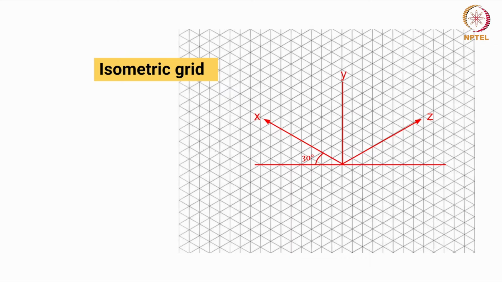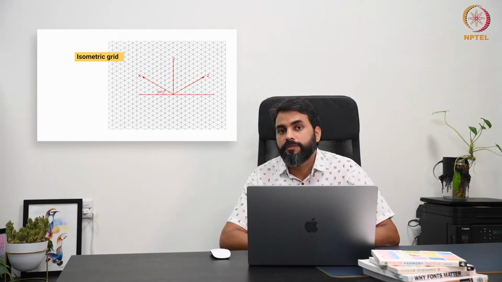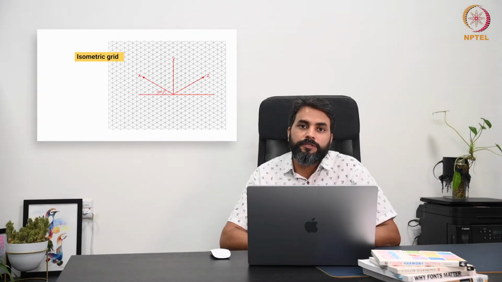So let us look into isometric grid. Isometric grid allows designers to create three-dimensional objects on a two-dimensional surface, giving the sense of depth and perspective without using traditional vanishing points. When we say traditional vanishing point, that means it is related with our natural seeing capabilities.